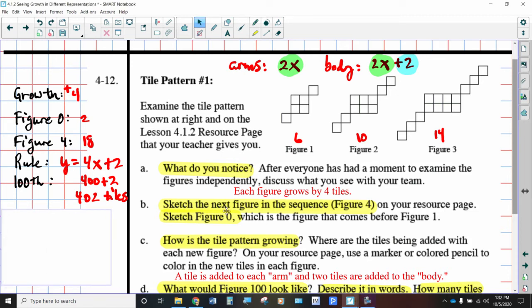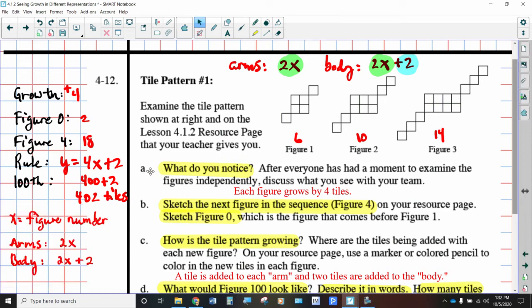All right, so a piece of information I would like for you to write down. This is essential, okay? x is always going to be the figure number, and y is always going to be the total number of tiles. So just like I did here, if you can break this figure apart and find out where the growth happens within each specific part, and how we can relate that to the figure number being x, then it's going to make life a lot easier for figuring out the rule.